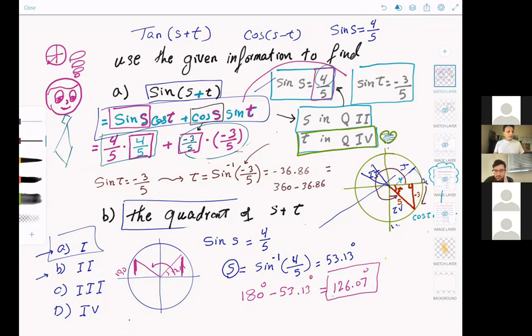I had so many calculators, but every semester somebody took it from me and then they didn't return. 360 minus 36.86 is 323.14.